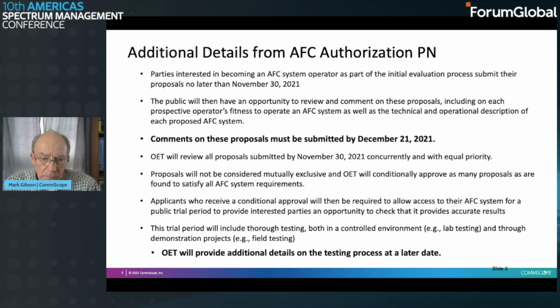The point is that the commission wants to be clear that none of these is mutually exclusive. In other words, the grant of one would not preclude the grant of another. So they're going to be treating all of the proposals that get submitted with equal priority. And they will probably at least conditionally approve anybody that, as I said before, is viable and has a proposal that at least meets the commission's requirements.